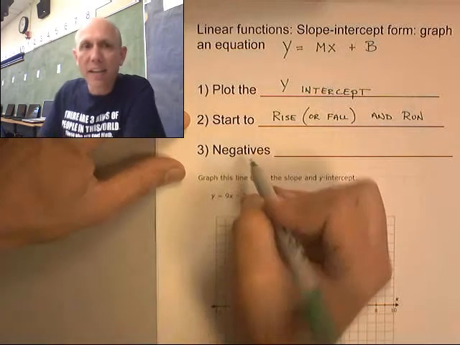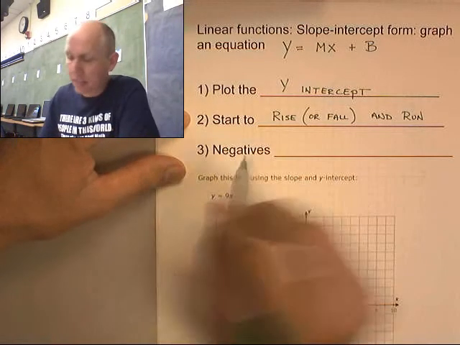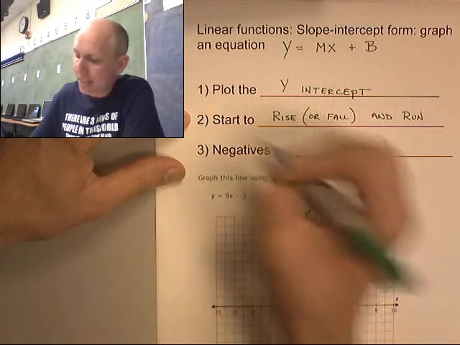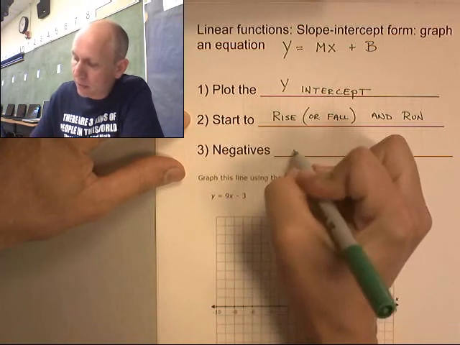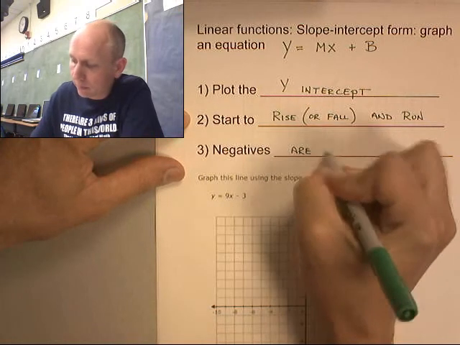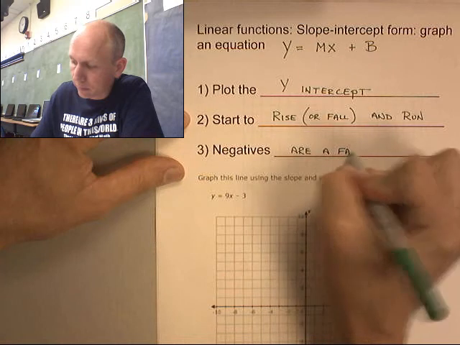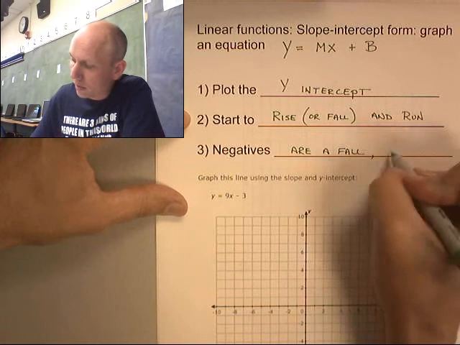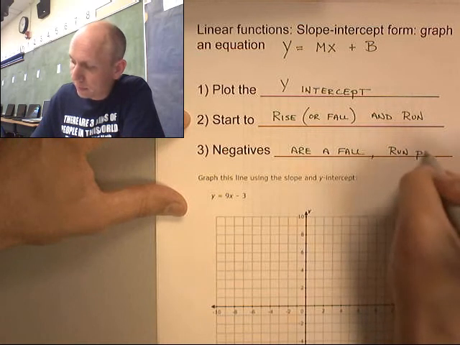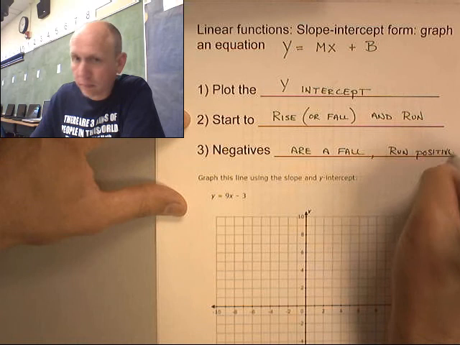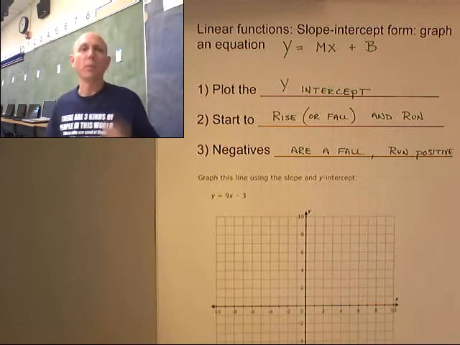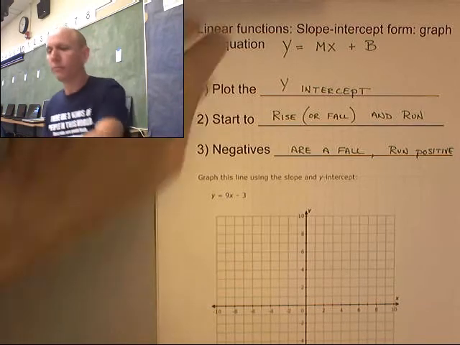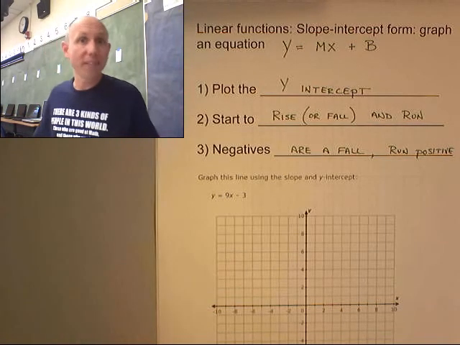And remember, you've got to think about the negatives. Negatives are going to look like this, right? So really stop and think about that. I usually think negatives are a fall, and I always like to run positive. Negatives are a fall. Run positive. So plot the y-intercept, and then start your rising and running, or falling and running if it's a negative.